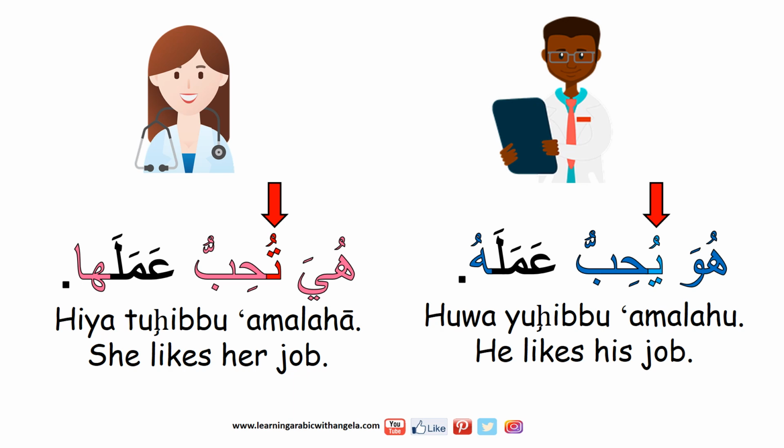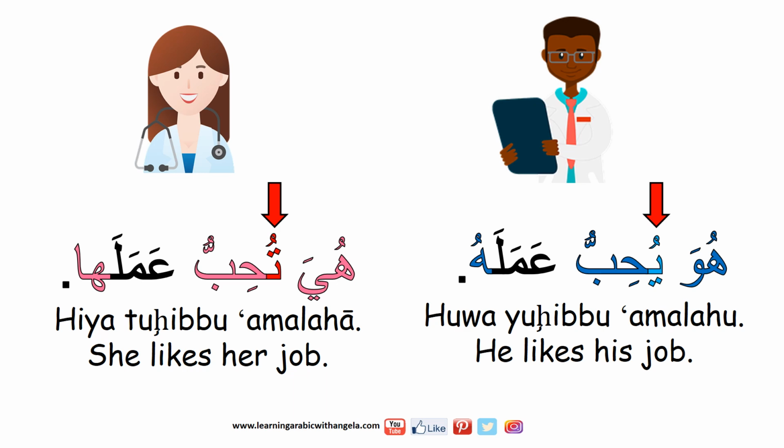Now we're going to use a verb in the present tense. So we want to say he likes his job and she likes her job. So we have to use the verb أحب, which means to like or to love in Arabic. هو يحب, he likes. We use the ya with the dhamma, يحب. هي تحب, she likes. We use the ta with a dhamma. So يحب versus تحب in the feminine. هو يحب, هي تحب. هو يحب عمله, his job.